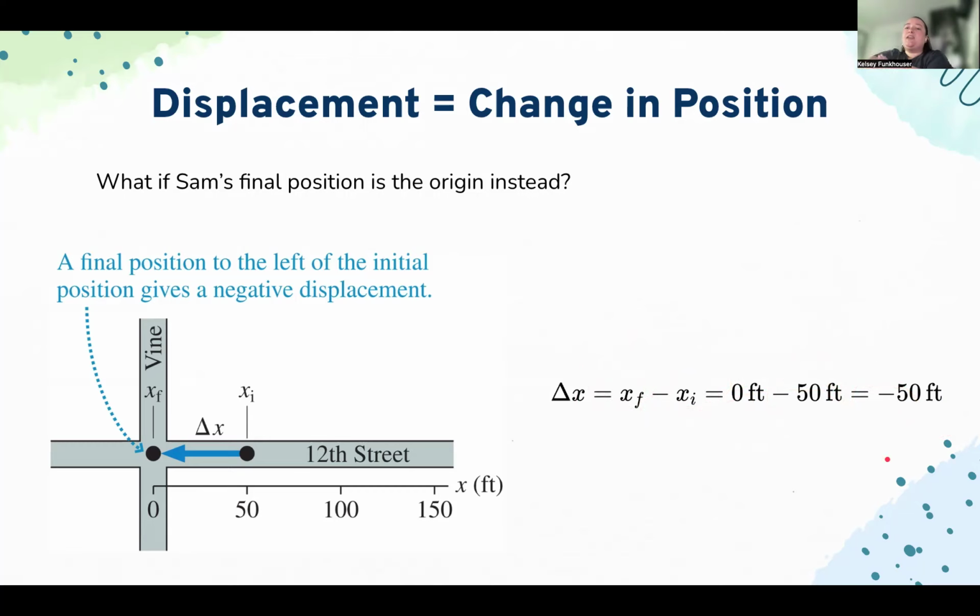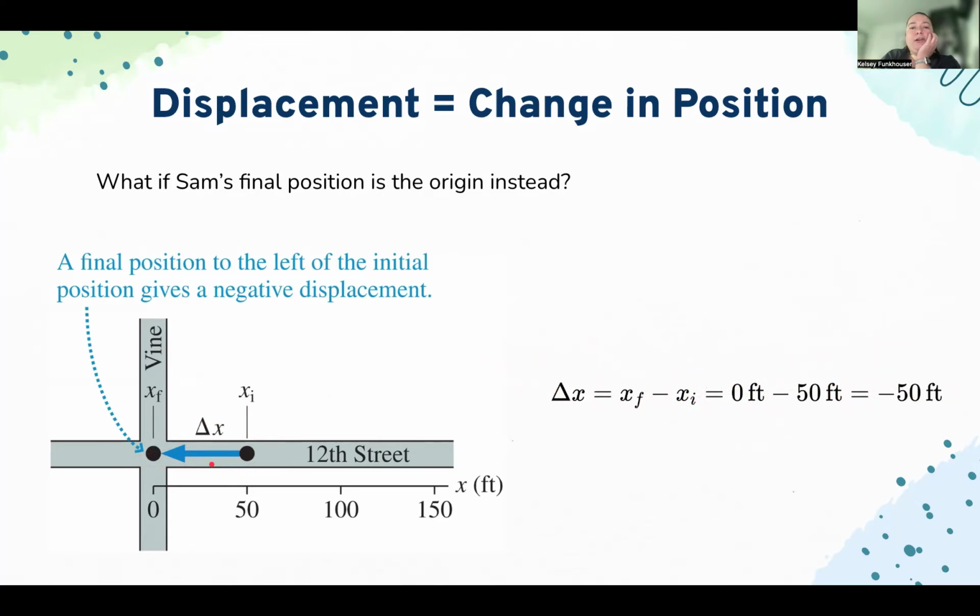So this negative sign here is important because it tells us that he went to the left instead of to the right. And this is why it is important to remember this relationship, because yeah, you can get that 50 is the size of his change in position, but it's not telling you the direction.